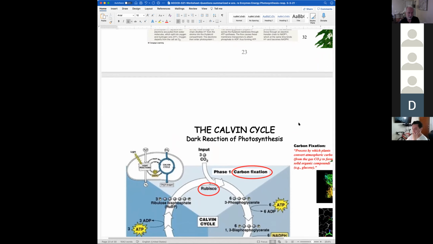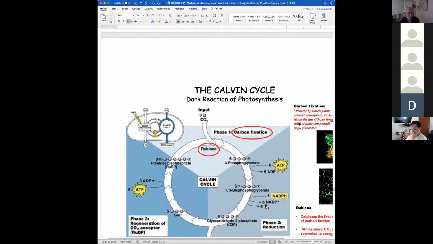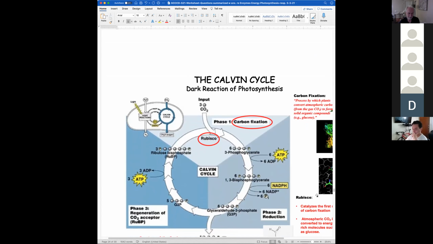And so what is this Calvin cycle? Here's a more detailed look at it.